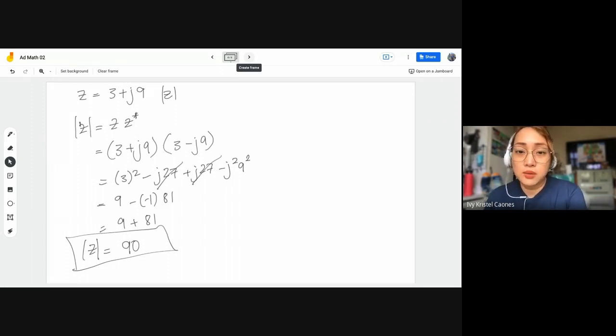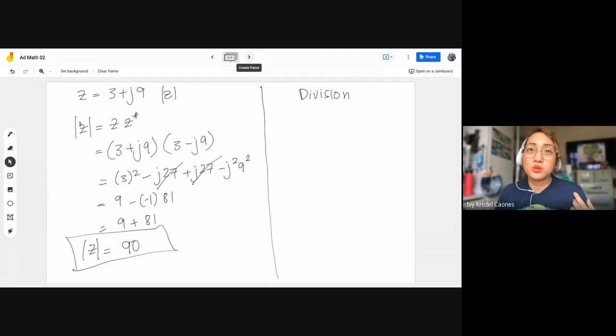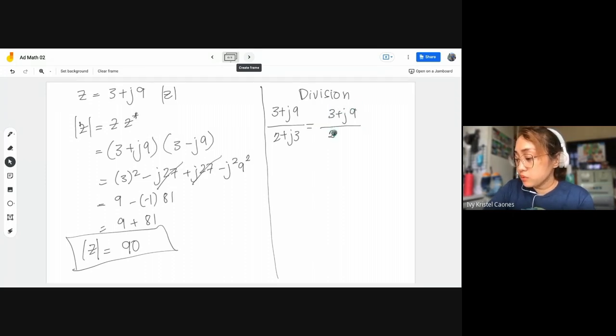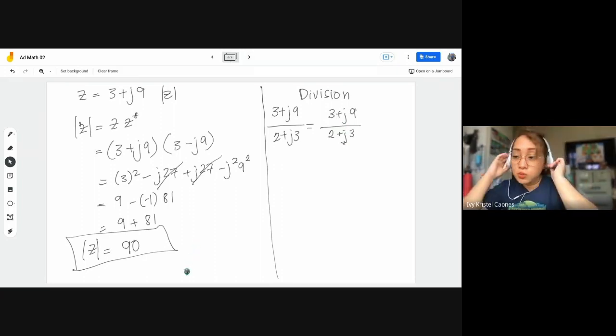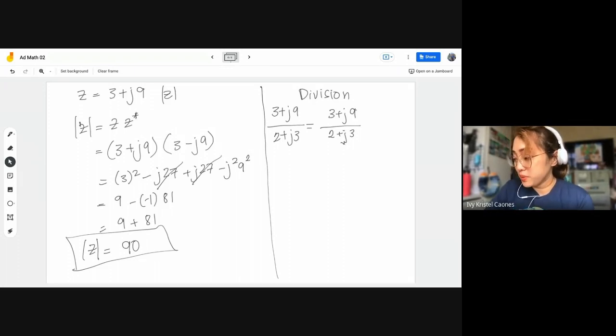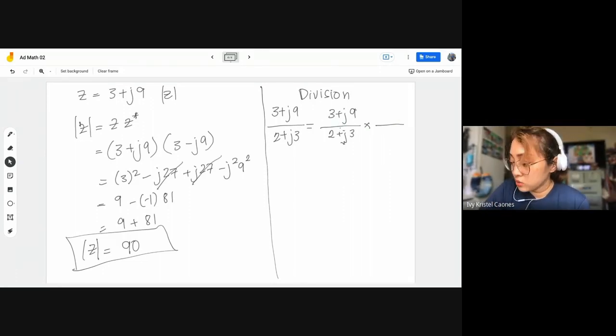Why do we need that conjugate? Because that conjugate is also being used in the division. So in division, remember when you encounter a square root as the denominator, you are going to multiply that fraction by that square root, but equal to 1. So let's say you have 3 plus j9 divided by 2 plus j3. First step, 3 plus j9 over 2 plus j3. In division, you are going to multiply it by 1, but that 1 will be the conjugate of the denominator. So that will be multiplying 2 minus j3, then this one is 2 minus j3 as well.